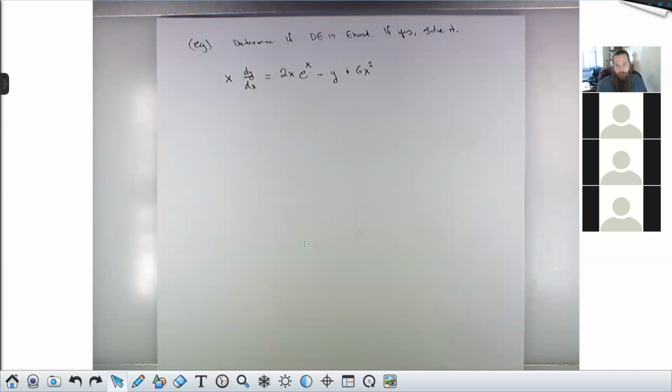Identify the m and n functions. Very good. So right now, this is not in the form that we're used to seeing an exact equation in. We're used to seeing an exact equation written as something times dx plus something times dy equals 0. In order to determine if the equation is exact, we need to rewrite it in that form. In other words, we need to find the functions m and n.